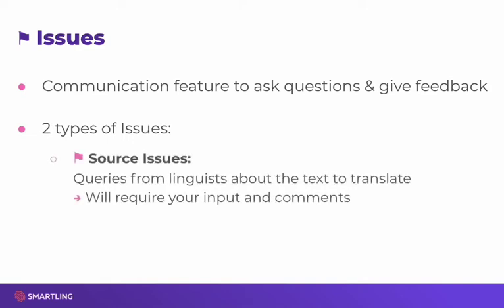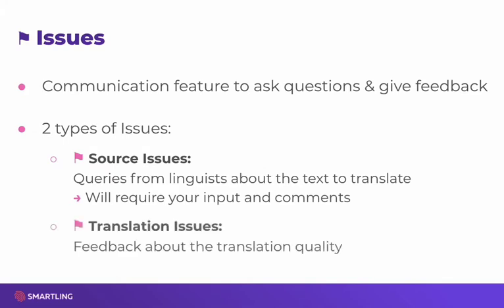Source issues allow your linguists to ask you questions about the text to translate. These queries will typically require your input and clarifications. Translation issues, on the other hand, can be used to provide feedback or comments about the translation quality and are typically opened by proofreaders or reviewers.